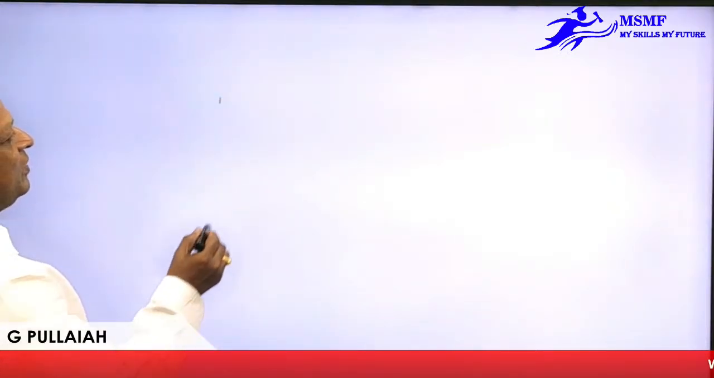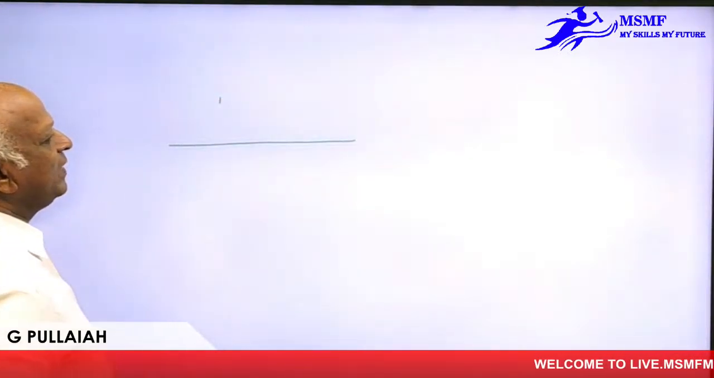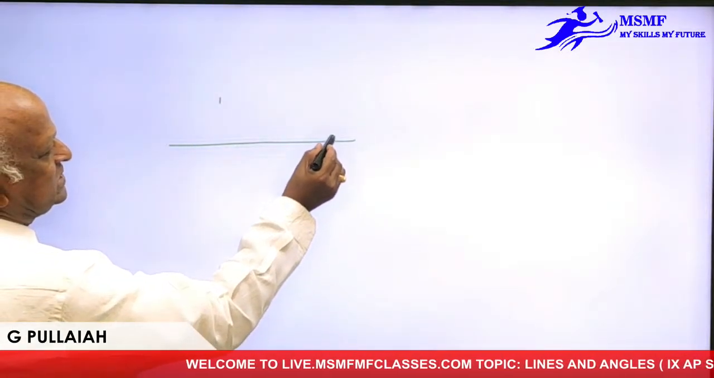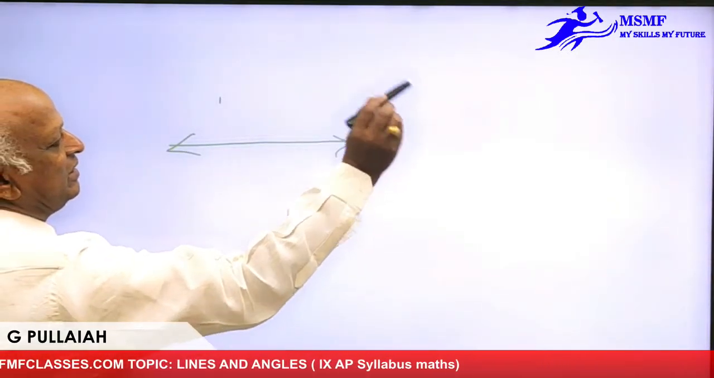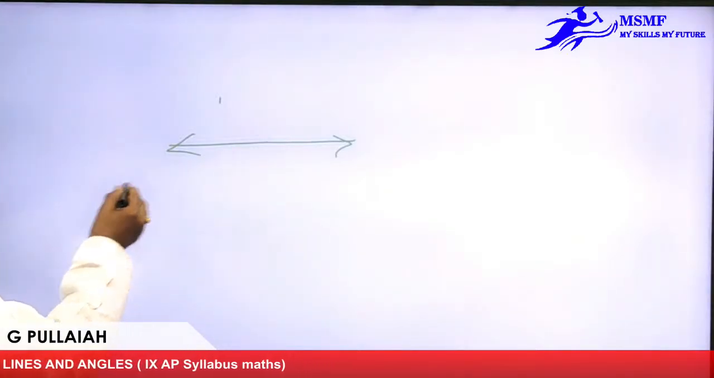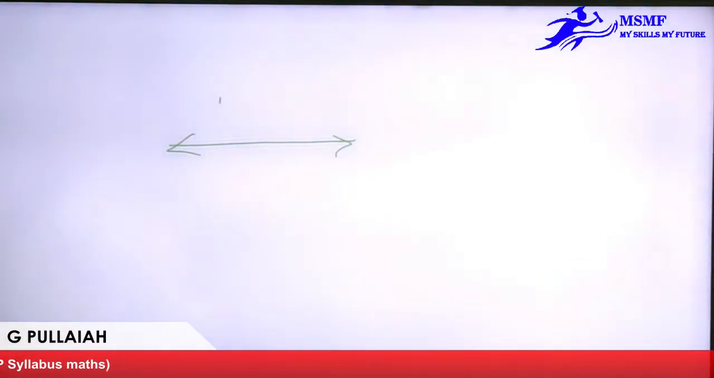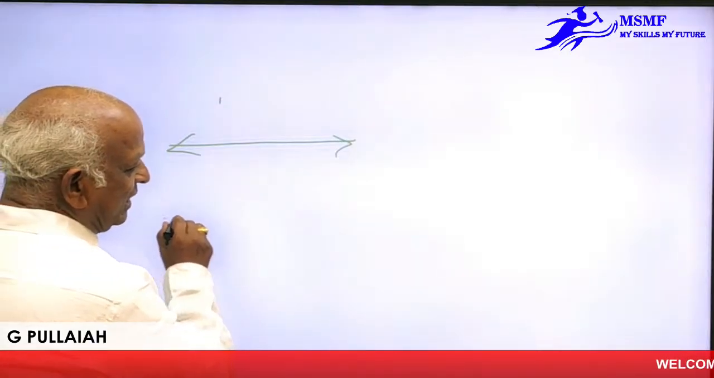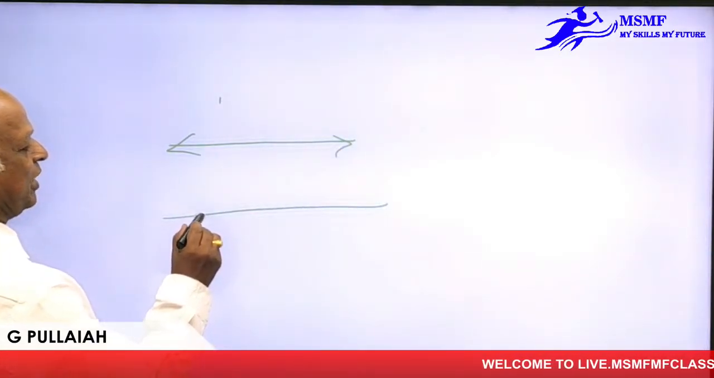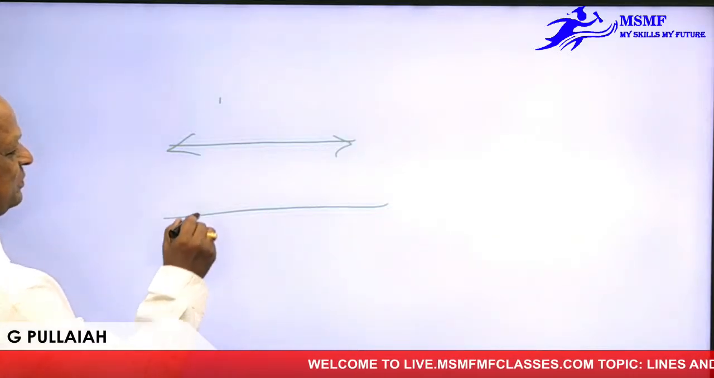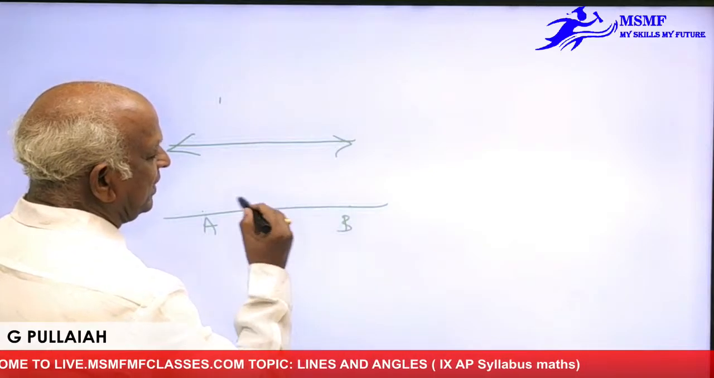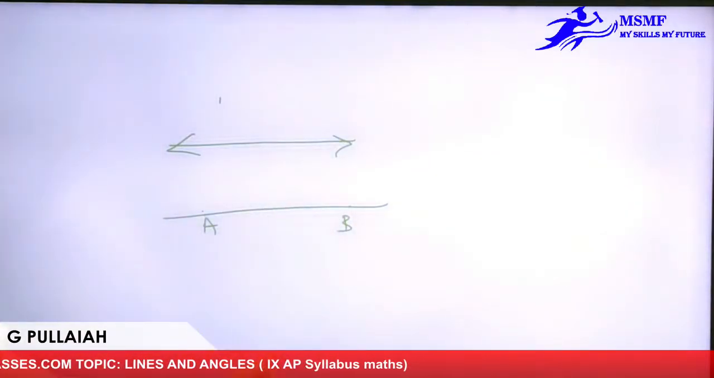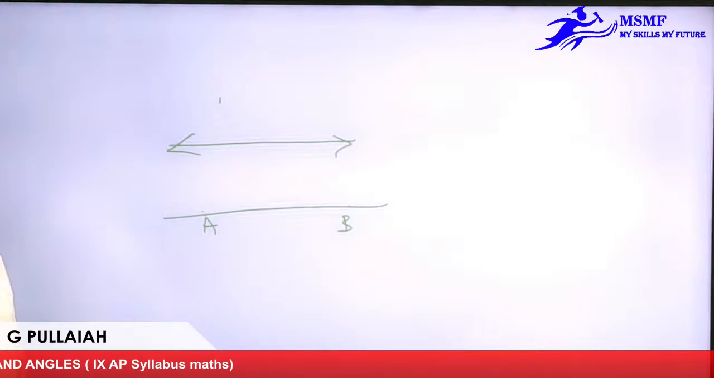So if you take this, it is said to be a line because it doesn't have any endpoints. It's a line. We can extend this line towards the right. We can also extend this line towards the left infinitely. But if this line has any two fixed points, say A, B, the part of the line between these two fixed points is said to be a line segment.